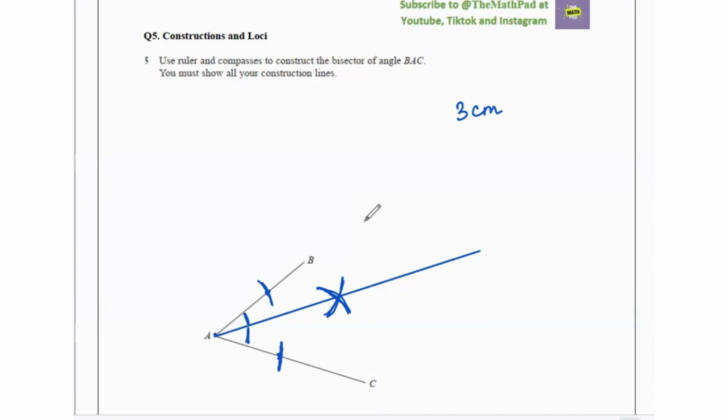Make sure that you're drawing the second arc from this point and this point, not from point A. From point A, you draw the initial arcs, and from the arcs that you've drawn, you draw the next arcs from those points, and then you connect their intersection with point A through a straight line.